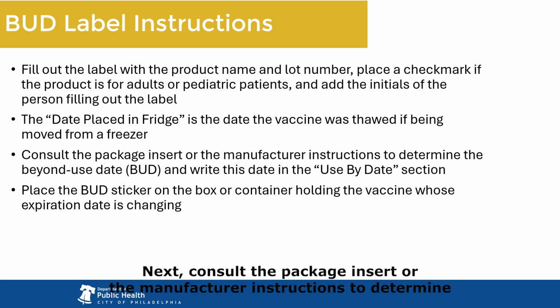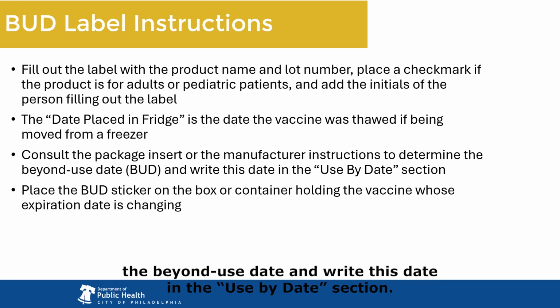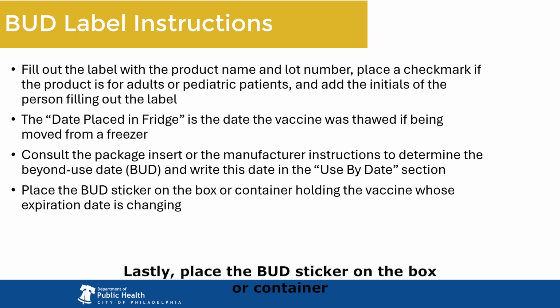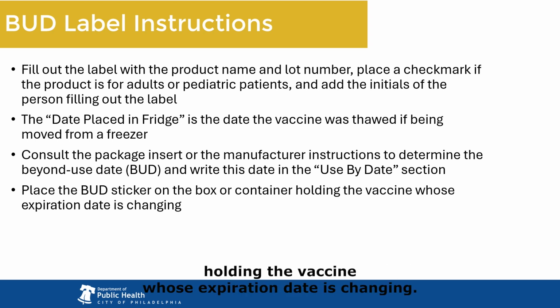Next, consult the package insert or the manufacturer instructions to determine the beyond use date and write this date in the use by date section. Lastly, place the BUD sticker on the box or container holding the vaccine whose expiration date is changing.